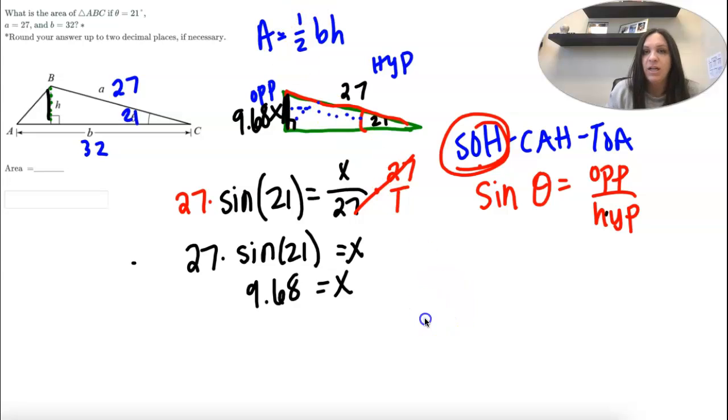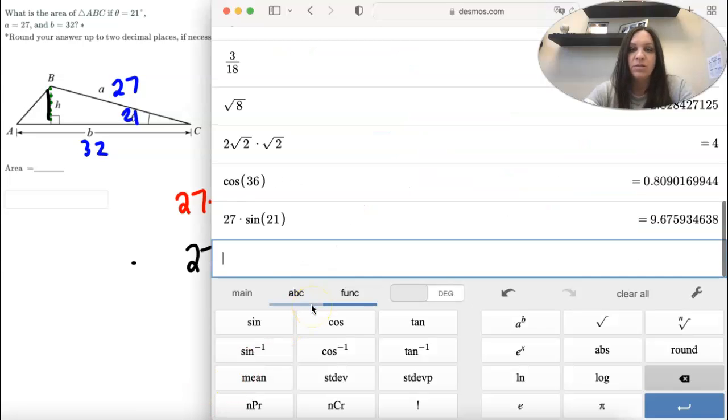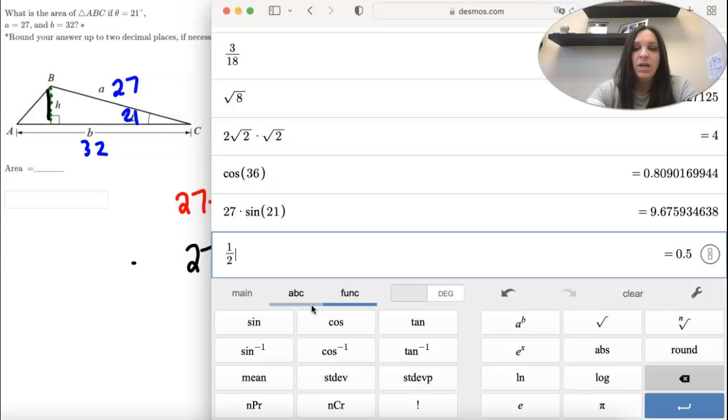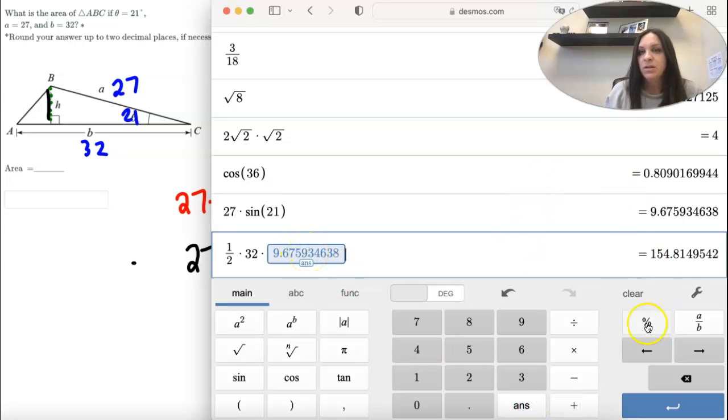Now we can find our area. Area is 1/2 times the base all the way across, that's where we use our 32, times the height, which is what we just found, 9.68. So we're going to type that in our calculator and round to 2 decimal places. 1/2 times 32 times, I'm going to use the answer function. That means our last answer. So 154.81.